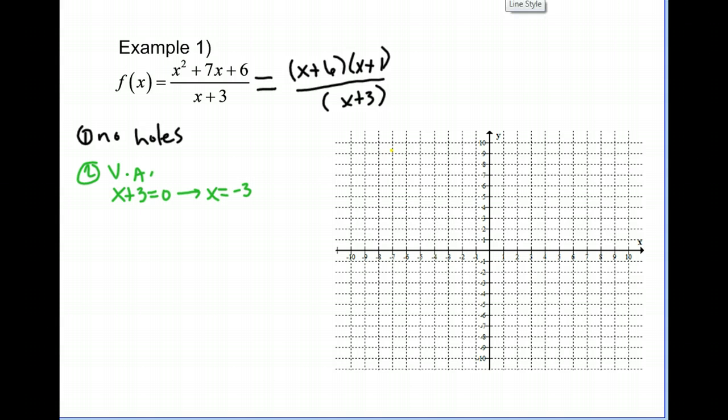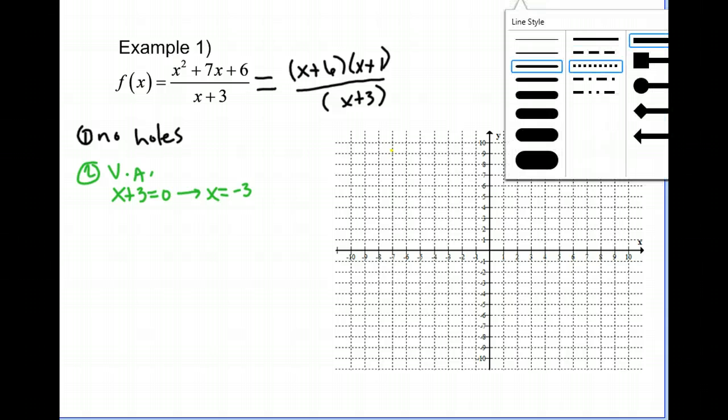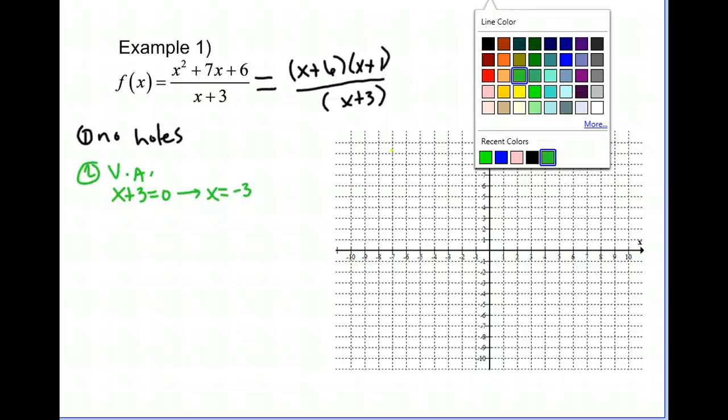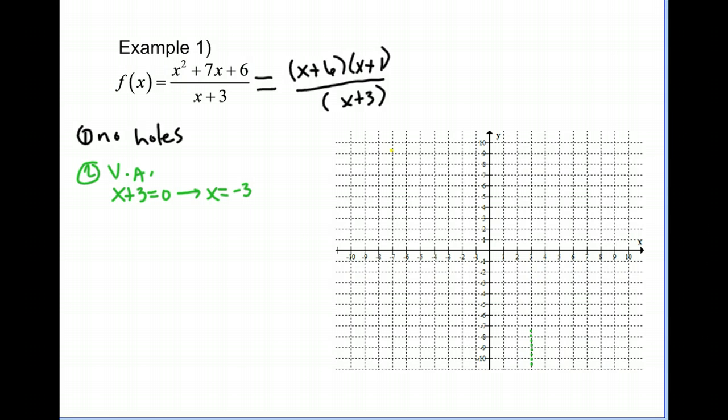So what this means is at x equals negative 3, we've got a vertical asymptote. So if we were going to go and draw that, oh, I drew that at positive 3. Oops. Alright, so vertical asymptote.